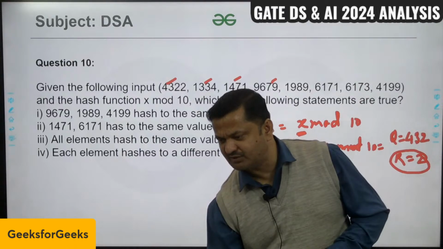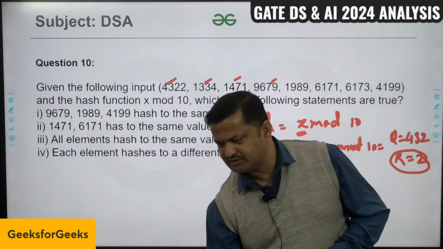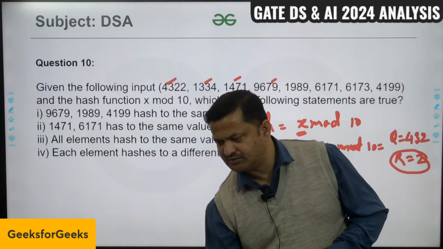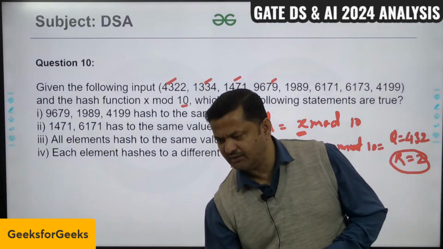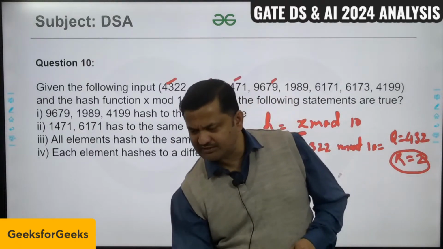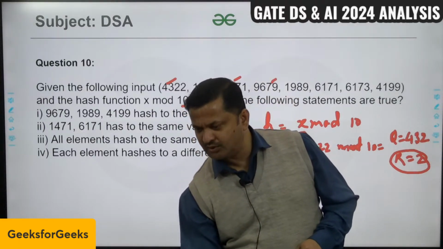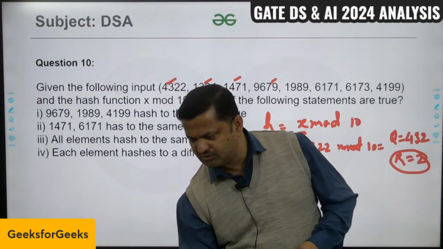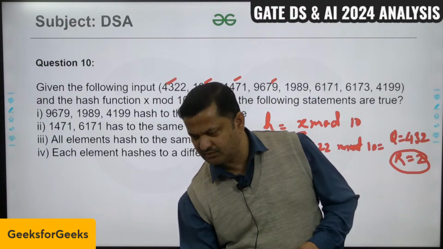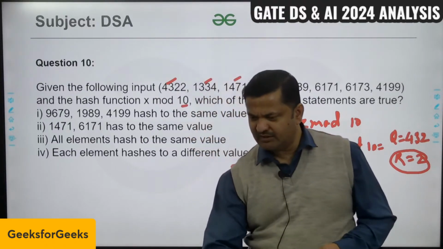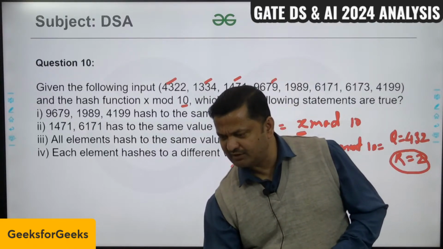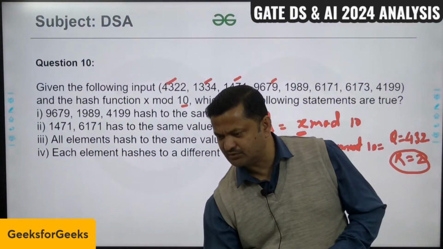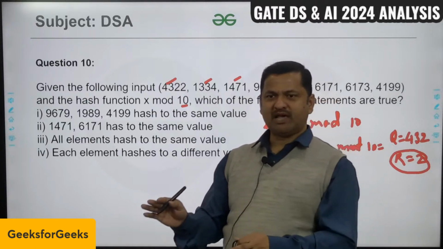So I must have the hash table, starting from 0, 1, 2, and since the divisor is 10, the size is going to be 10, with indices 0 to 9. Now we can insert the values. 4322 is going to be indexed at index 2. Similarly, we apply the mod operation on 1334, and that is stored at index 4, so it is going to be 1334. By this we apply this operation.